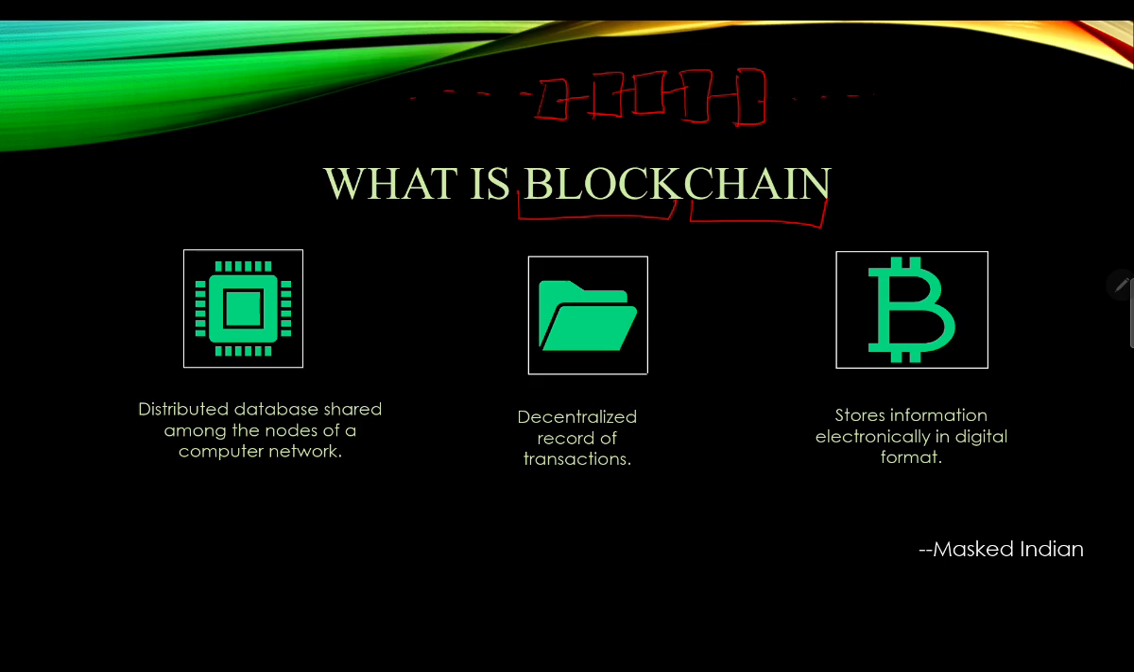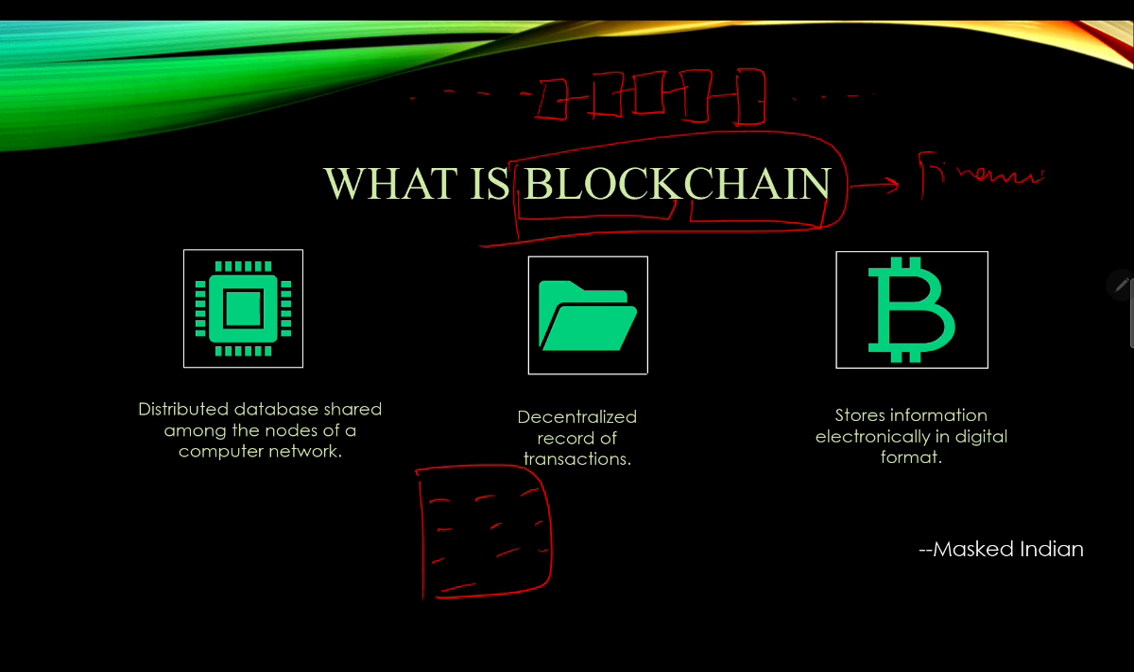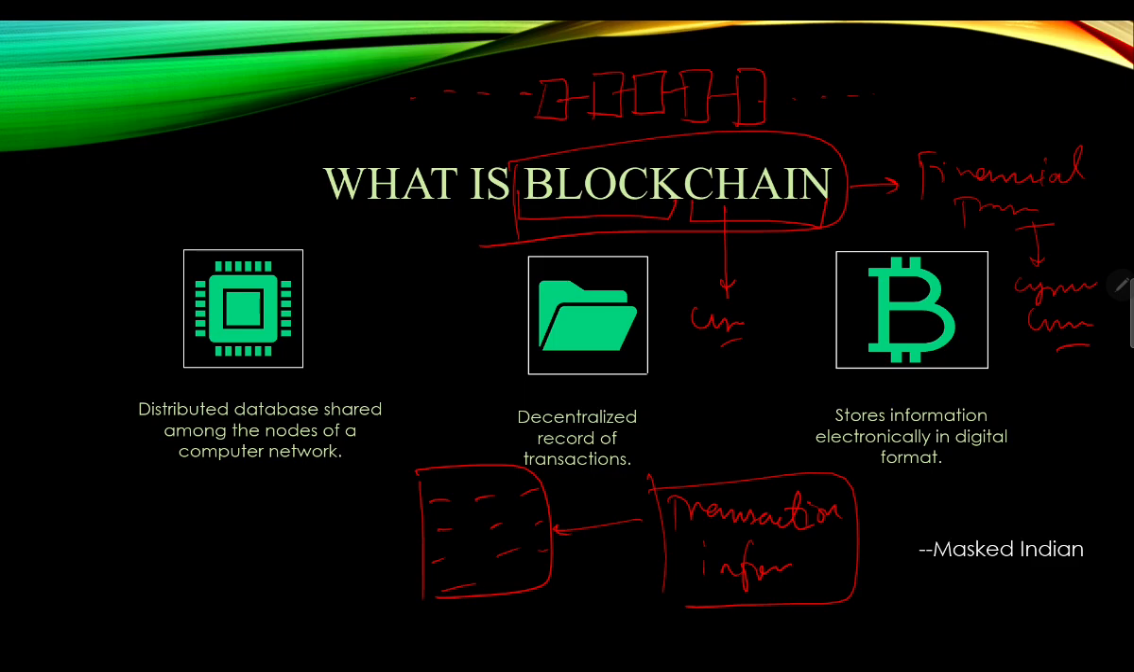Now what is happening: a block contains some sort of information in it. What sort of information? Suppose a blockchain is related to financial transactions, something like cryptocurrency. If the blockchain is facilitating cryptocurrency, then the block will contain transaction information. Apart from this transaction information, the block will also contain the hash information of the previous block, right?